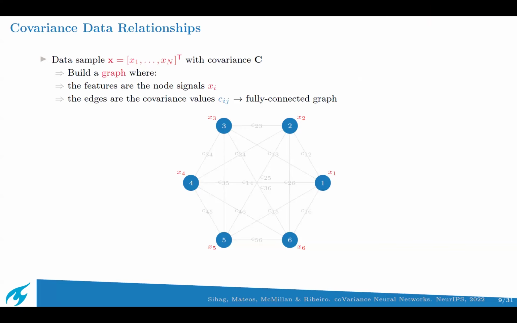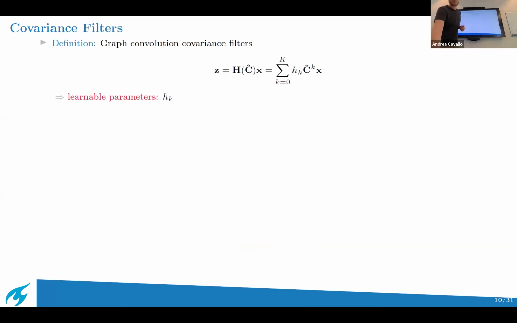And the answer is quite simple. We build a graph based on this covariance, right? So we have a data sample X, which contains n features, and now we see each of these features as a node, and then our signal on each node will be the corresponding value of the feature. And then we build the graph where the edges are the covariance values among these two different features. And then we do filtering over the structure.